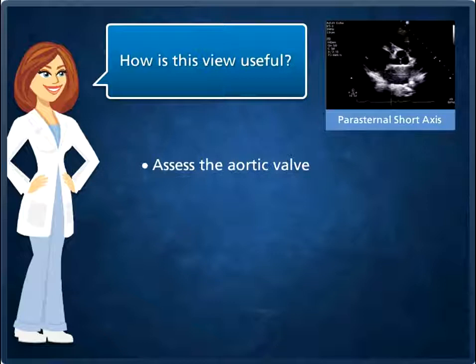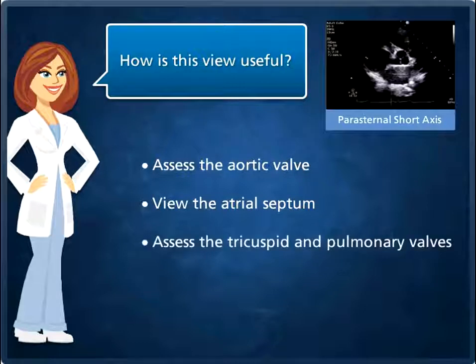Sometimes this view gives us a really good look at the atrial septum, so we can check for things like aneurysms or atrial septal defects. To assess the tricuspid and pulmonary valves, here we can also assess the main pulmonary artery. We can check for abnormalities such as a patent ductus arteriosus, but more about some of these defects in another screencast when we start looking at colour flow Doppler.